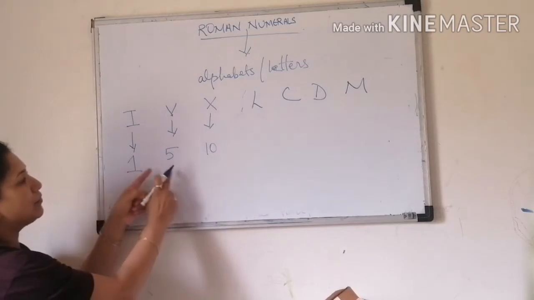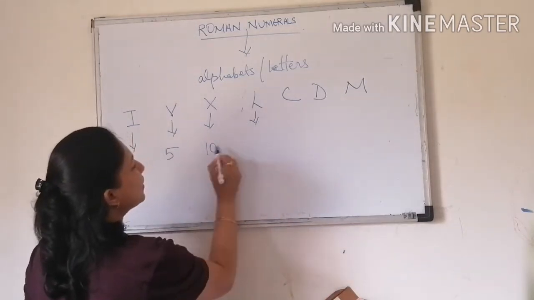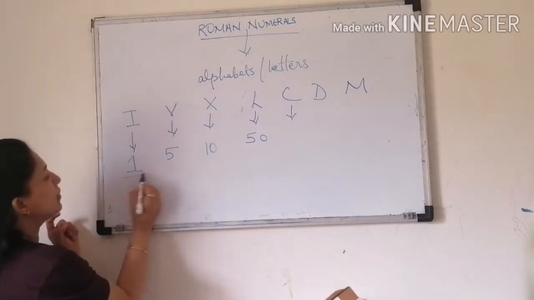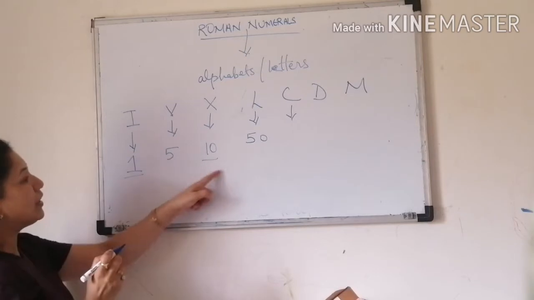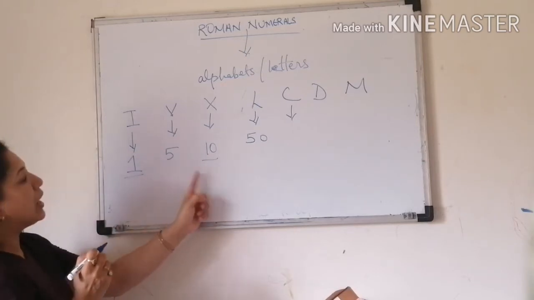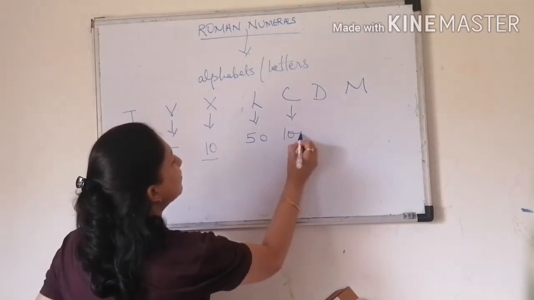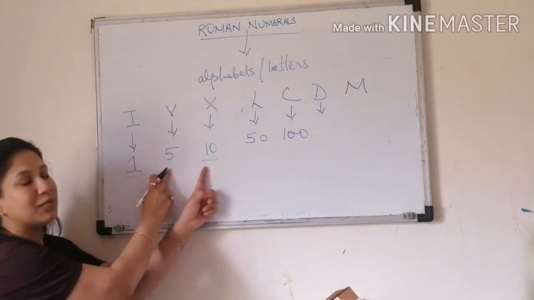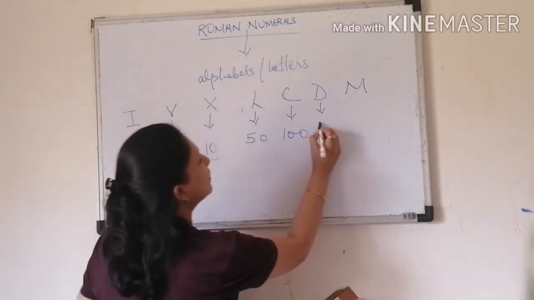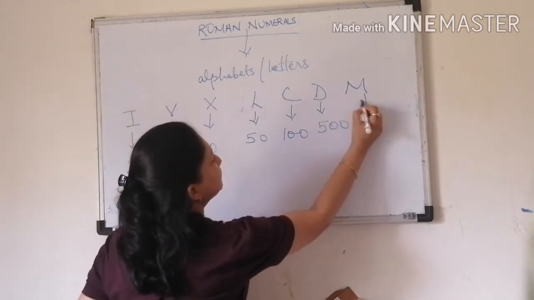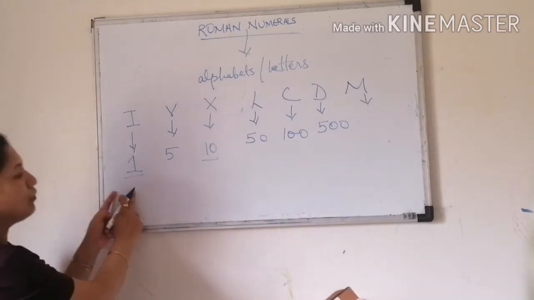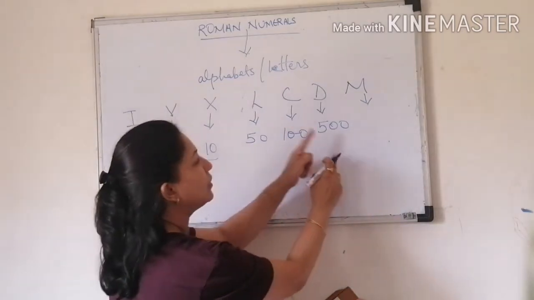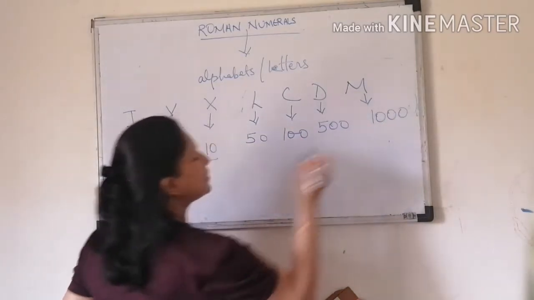Now see the pattern 1, 5, 10. This will become 50. See the pattern 1, then 1, 0. Alternatively, we are getting 1, 1, 0. Again leaving one number, this will become 100. Check for this one: 5. Leave one number, 5, 0. Leave one number, 5, 0. Again for M, 1. Leave one number, 1, 0. Leave one number, 1, 0. Leave one number, 1, 000.